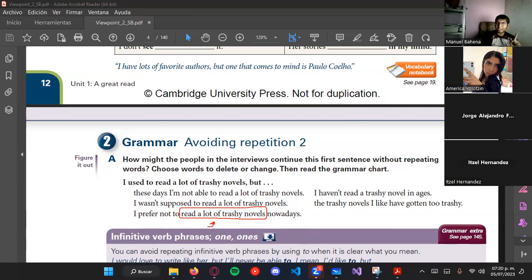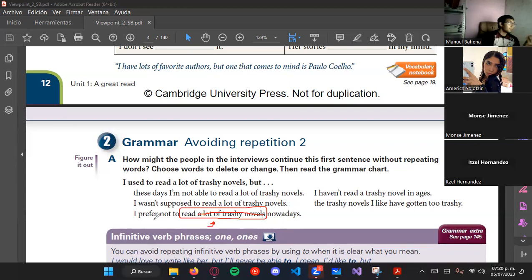A ver, creo que por ahí alguien también no me había levantado la manita. Creo que a lo mejor alguien tenía otra. No, o sea, yo tenía de que I prefer not to read nowadays. Okay, but if you say that, careful with the message you're implying there. If you say, I prefer not to read nowadays, you're saying that you don't read at all, in general. Be careful with that.